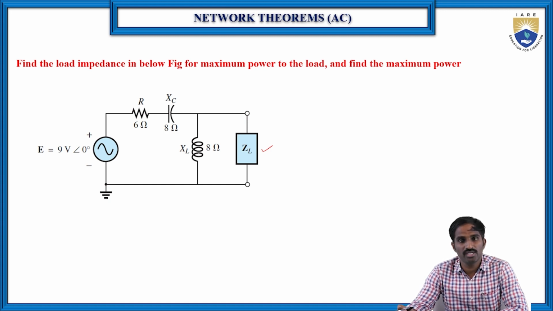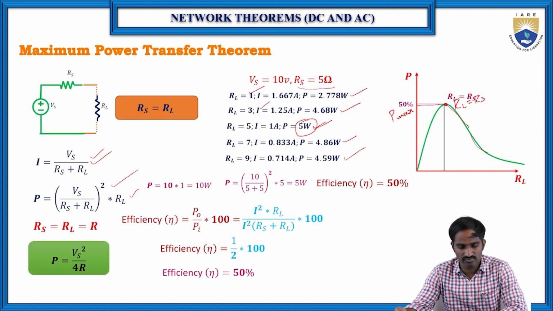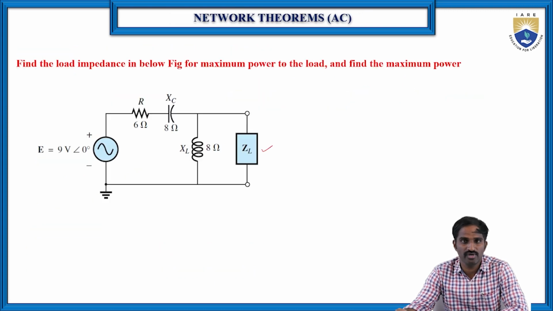Then in that particular case the maximum power will be delivered to the load, which means ZL is equal to Z Thevenin. Then we can find the maximum power by using this equation, P is equal to V square by 4R. By using this equation we can find the maximum power delivered to the load. So first here we need to find Z Thevenin.